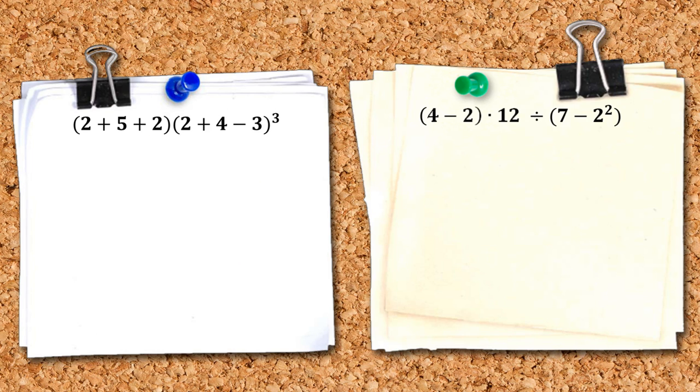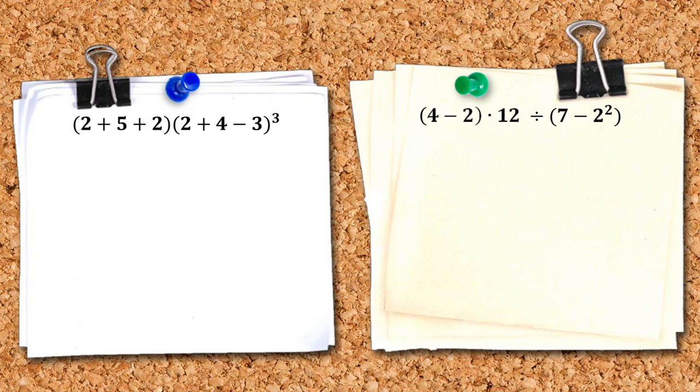I see two different sets of parentheses. Remember, within parentheses, brackets, etc., you need to follow the order of operations within them. So I'm going to start with the first set of parentheses, 2 plus 5 plus 2. I don't see any parentheses in there, so no nested parentheses. I don't see any exponents in the parentheses.